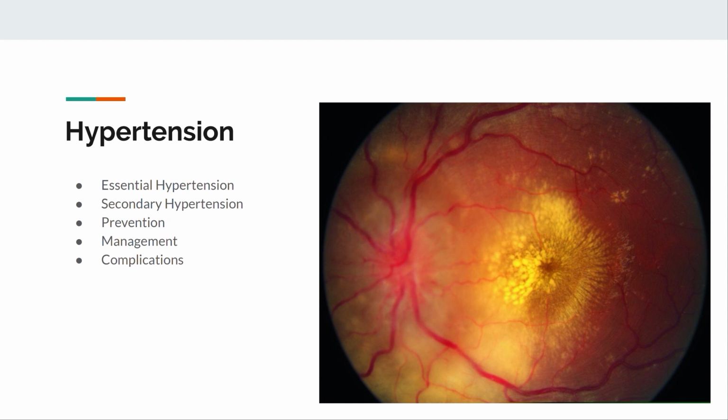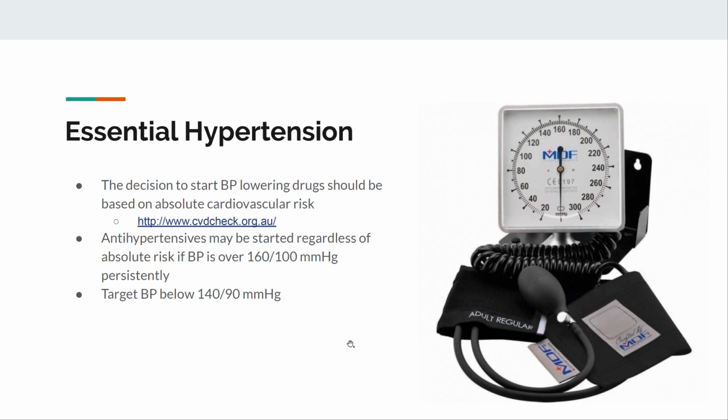Hypertension. Primary, secondary, prevention, management, complications. Essential hypertension is basically hypertension where we don't understand the cause, but it's definitely not a secondary cause. In Australia, the decision to start antihypertensive treatment should be based on absolute cardiovascular risk. If someone's young and low risk, you might avoid starting them on a medication because the side effects might not be tolerable. But if they're older, have high cholesterol, and their absolute risk is unacceptable, then you should start them on a drug.